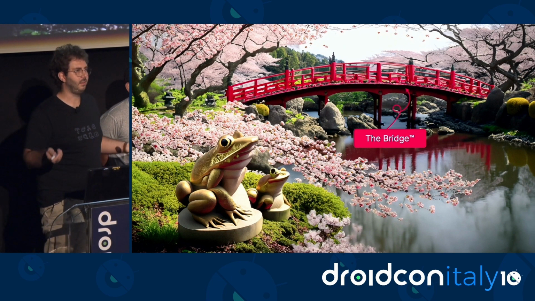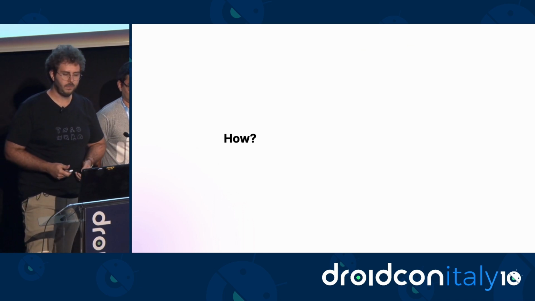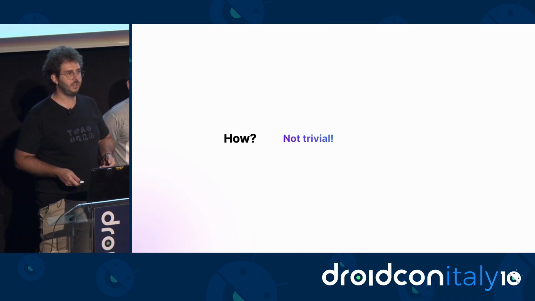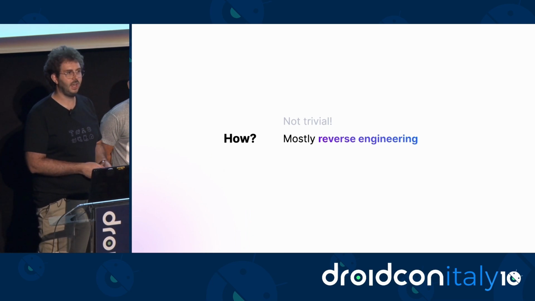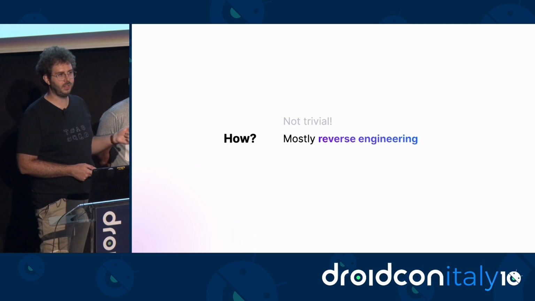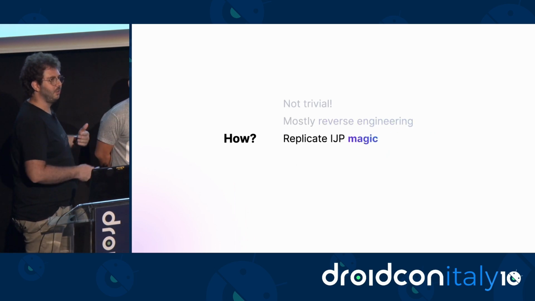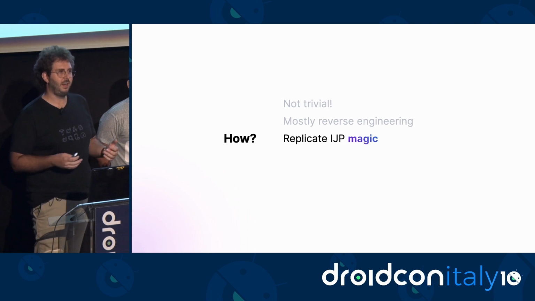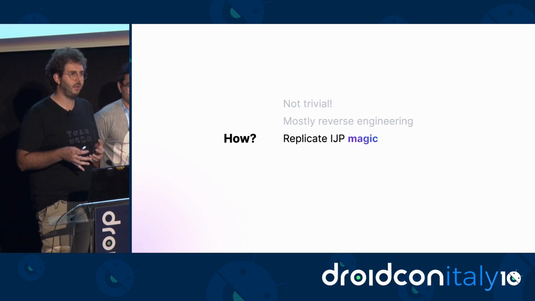Which is not something that happens automatically. So how does it work? Well, it's not trivial. There's a lot of work involved. It's mostly reverse engineering, and yes, I am aware that the code for the Swing implementation is available. It's still reverse engineering. We need to do a lot of magic because IntelliJ has a number of functionalities that are not very obvious but are very important.